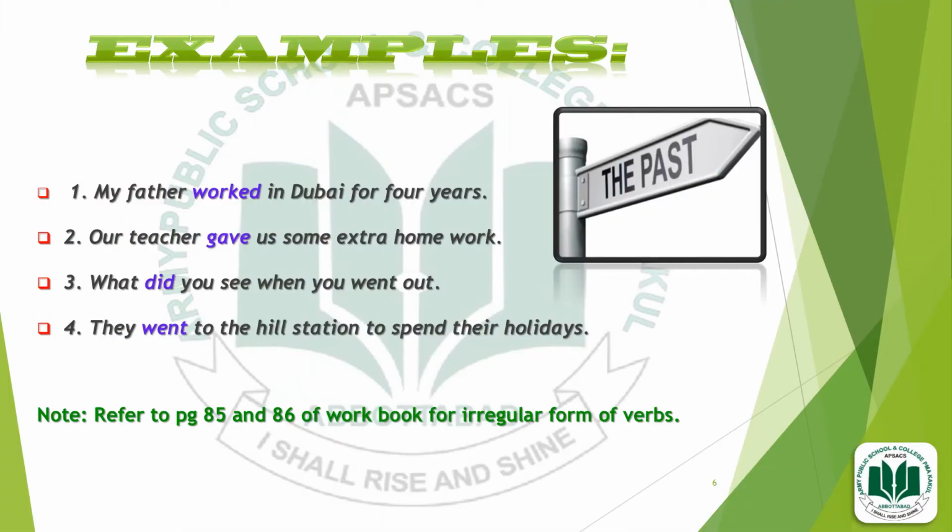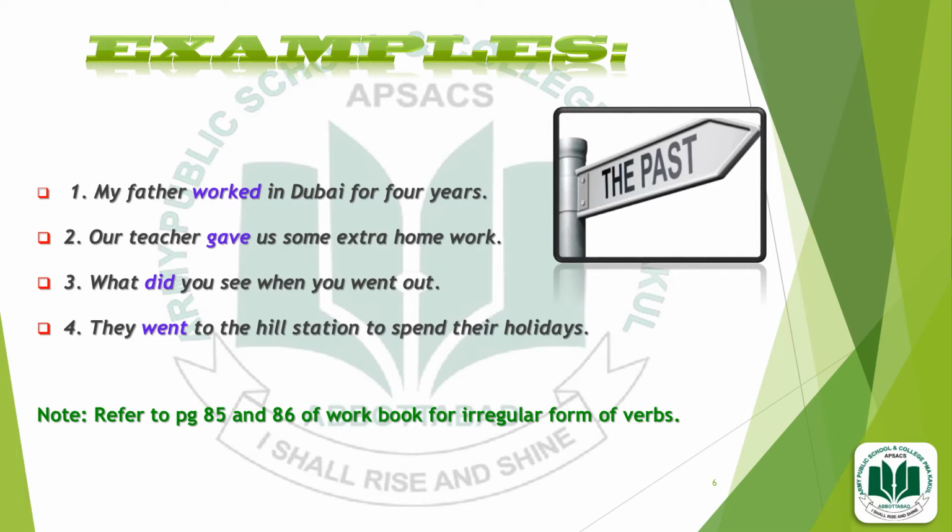Here are some examples. First is, my father worked in Dubai for 4 years. Second, our teacher gave us some extra homework. Third example is, what did you see when you went out? And the fourth is, they went to the hill station to spend their holidays. Now, in these examples, the verbs used are second forms. Worked, gave, did and went. They are all second form of the verbs.